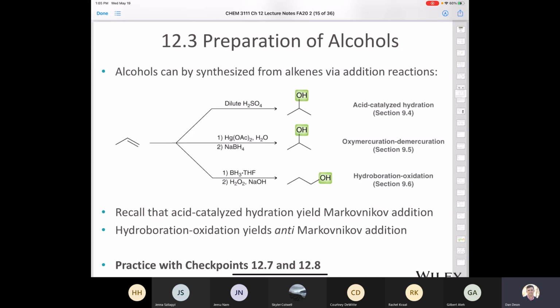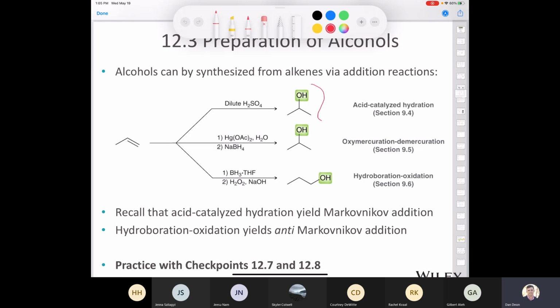Anything that deals with making an alcohol that we looked at in previous chapters. So it says here that alcohols can be synthesized from an alkene. How do we do that? We do that by an addition reaction, and we can either do an addition reaction in a Markovnikov fashion, and these two reactions are Markovnikov addition of water.